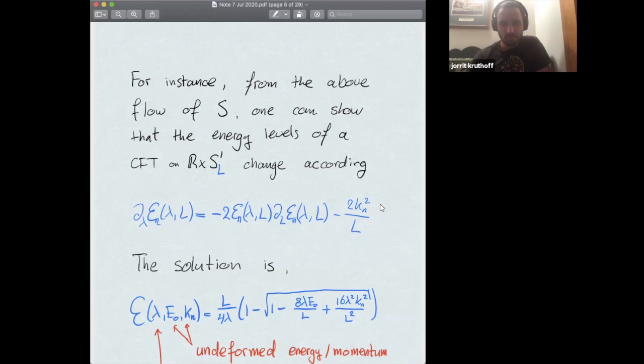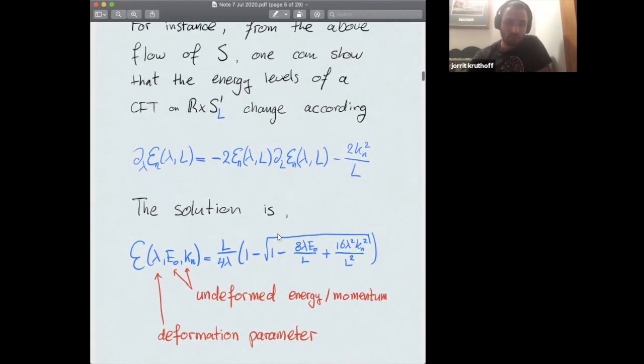So this Kn is the momentum. That comes from the momentum piece in the stress tensor, and it is squared because there's two stress tensors. And this piece comes directly from the T00 component. And this is the pressure component of the stress tensor. And so this is the flow of the differential equation that these energy levels satisfy.